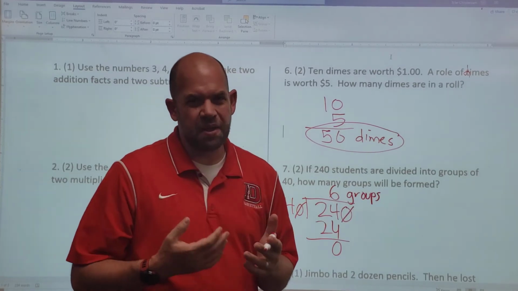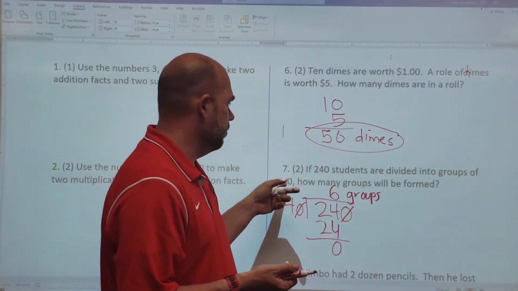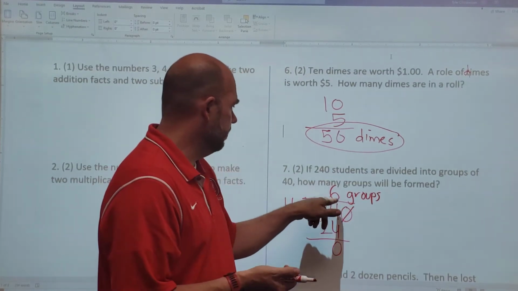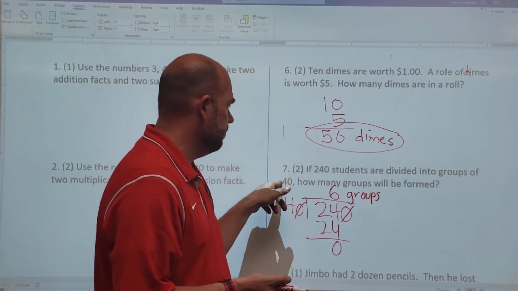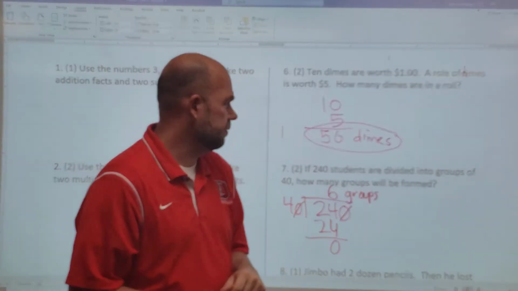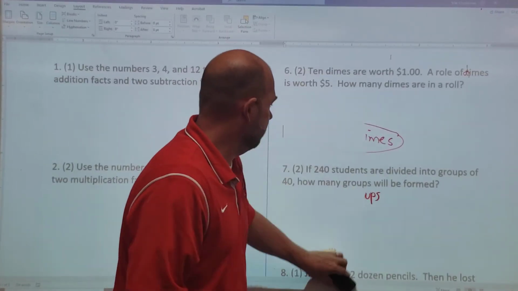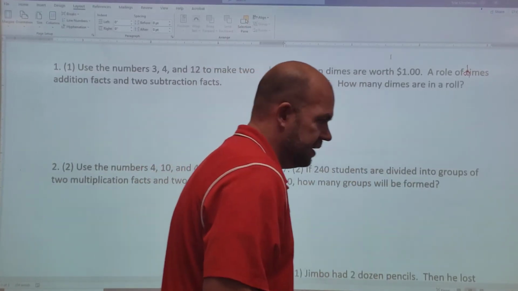And when I check my math on this one for a number like this, how many groups out of 40, I just think, well, 6 groups times 40, 6 times 4 is 24, add a 0, 240. That gets me back to my 240 students. So that one's not too tricky. All right, now let's scroll down and get 8 and 9, then we'll go to the back side.